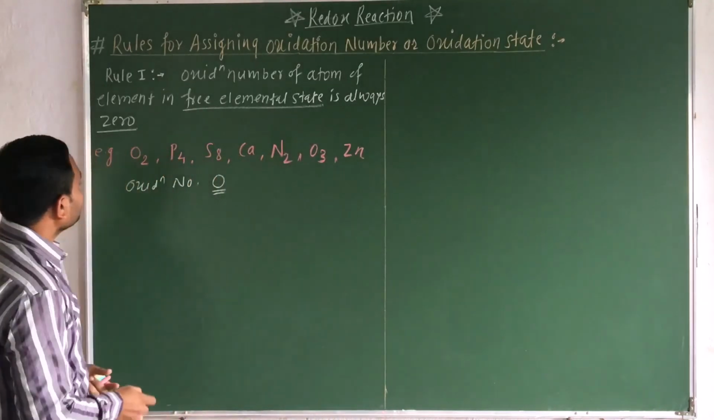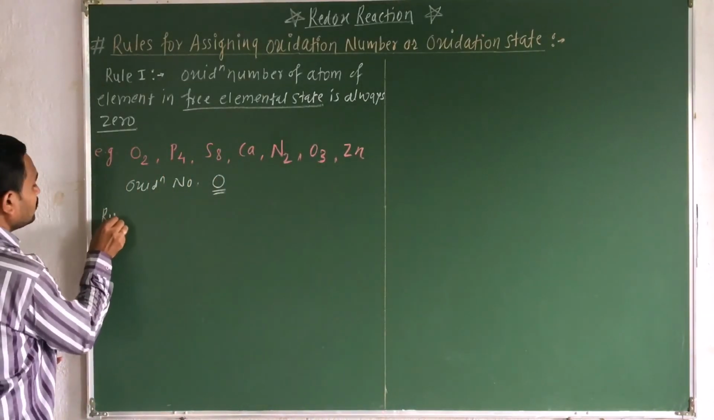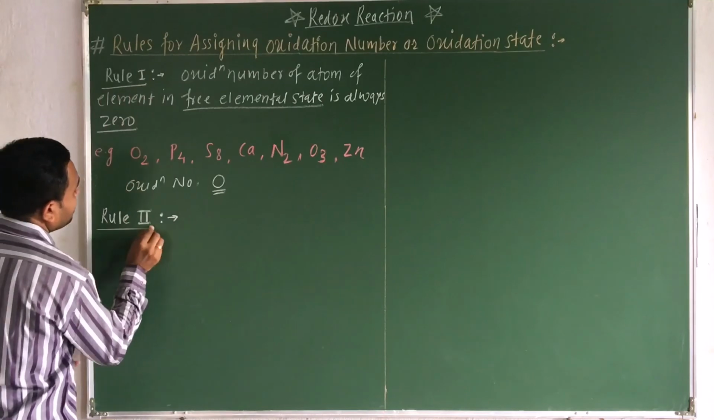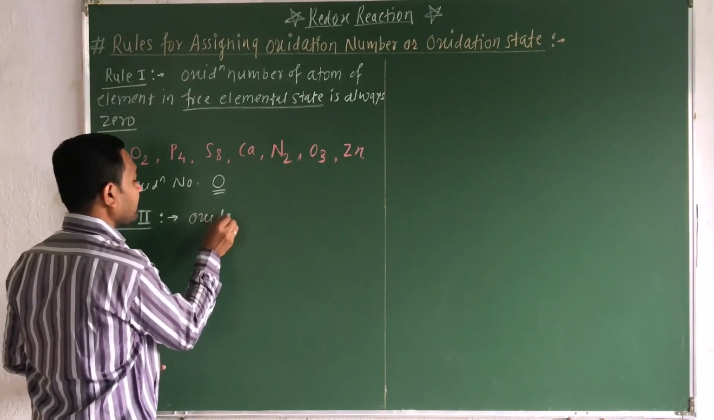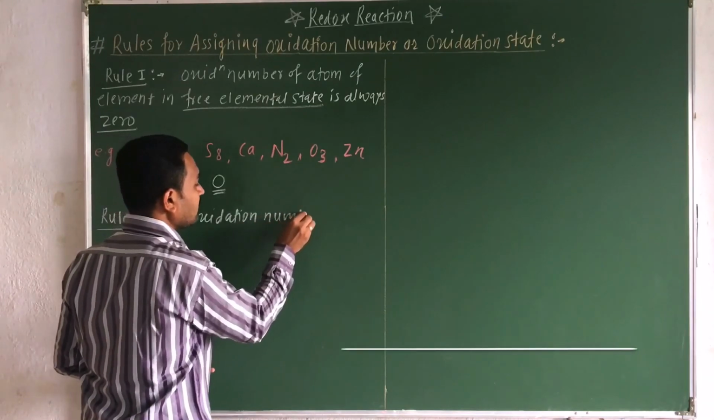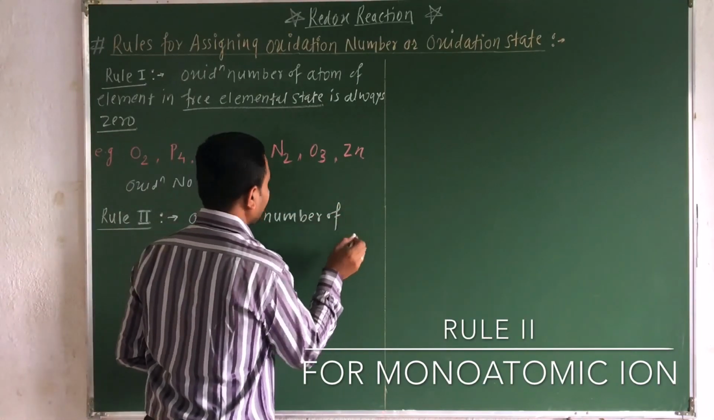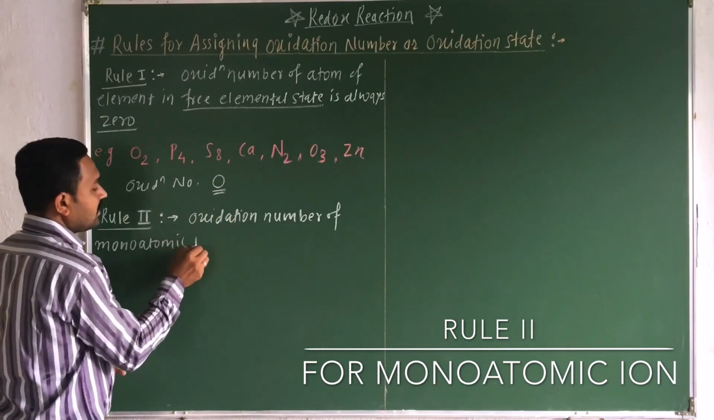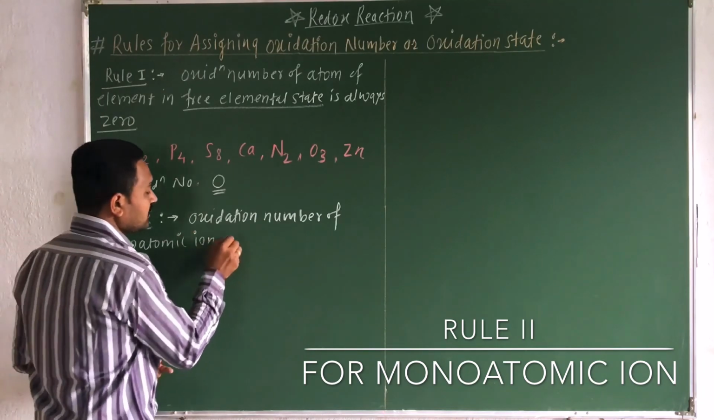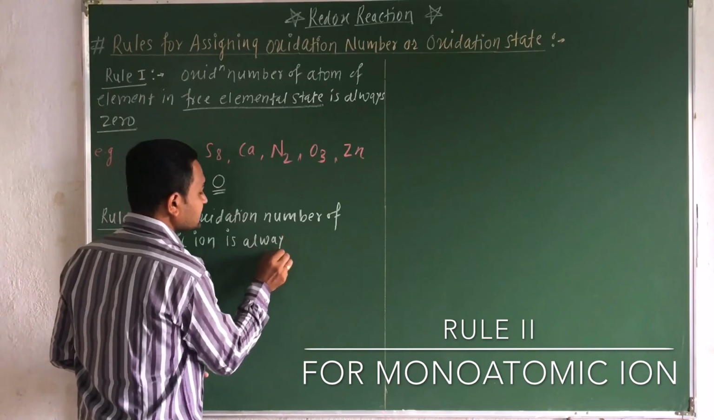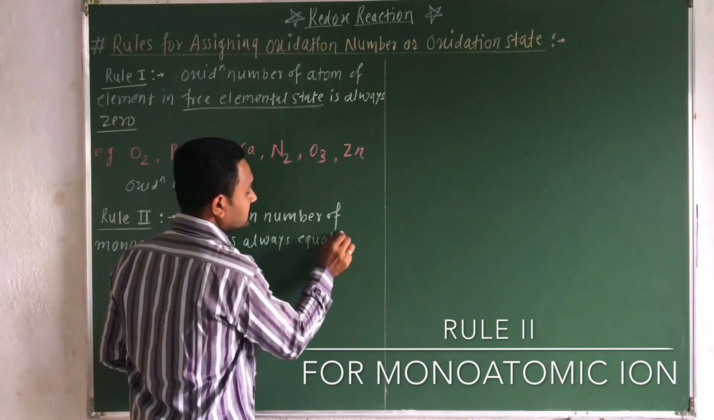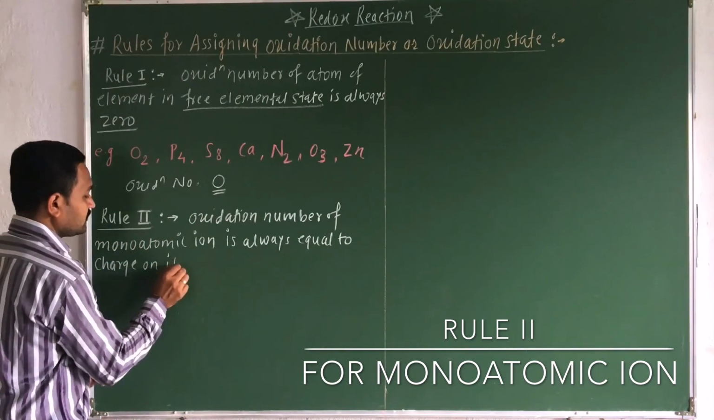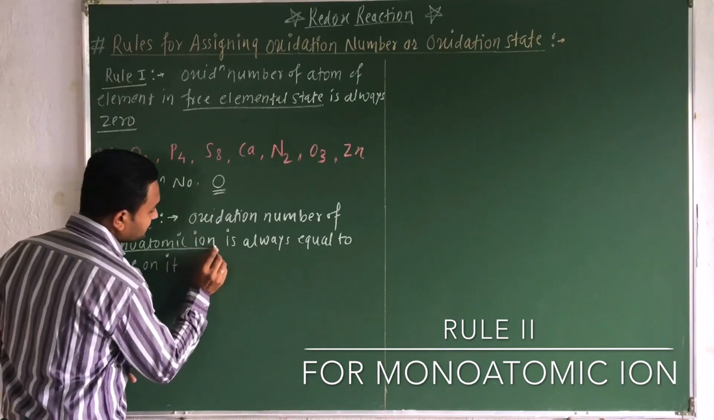Now let us start with rule number two. The oxidation number of a monoatomic ion is always equal to the charge on it.